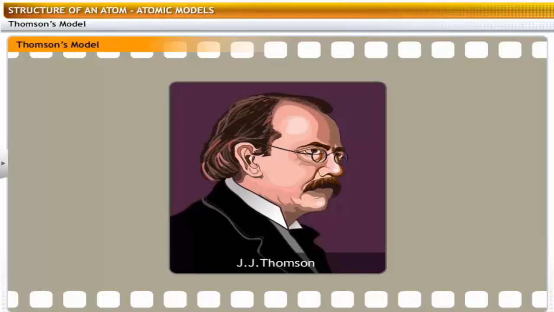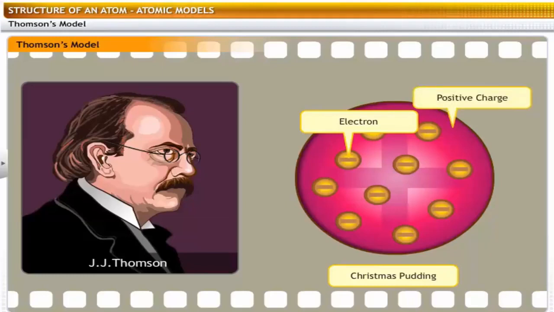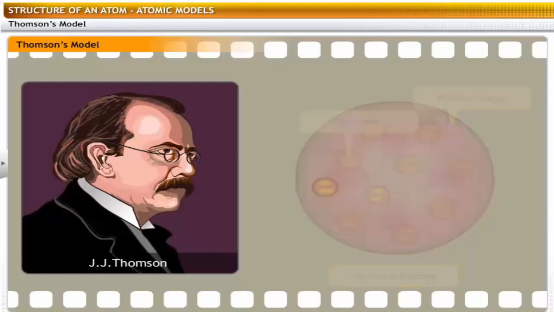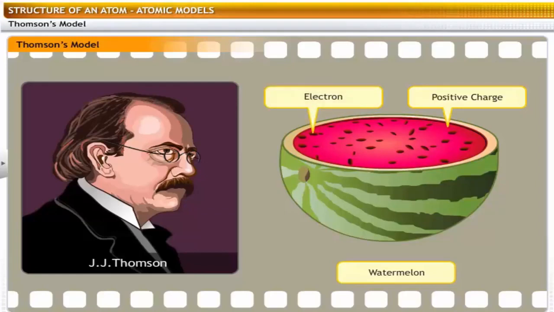J. J. Thomson was the first to put forward a model to explain the structure of an atom. In his model, Thomson compared an atom to a Christmas pudding. The electrons were like the raisins in the pudding, and the pudding itself was like the positively charged particles. This can also be explained through the example of a watermelon. The positive charge in the atom is spread all over like the red, fleshy part of the watermelon, while the electrons are embedded into the atoms like the seeds of the watermelon. The oppositely charged particles are held together by electrical force of attraction.